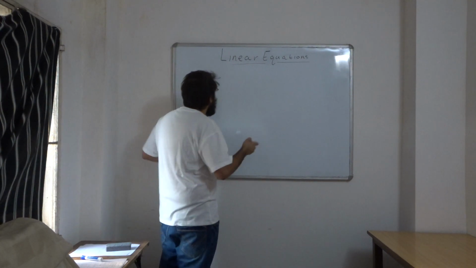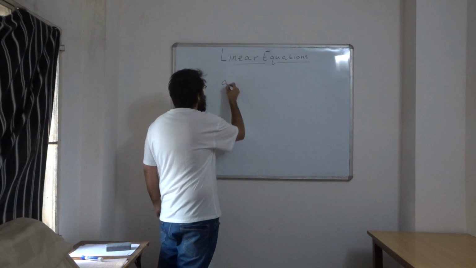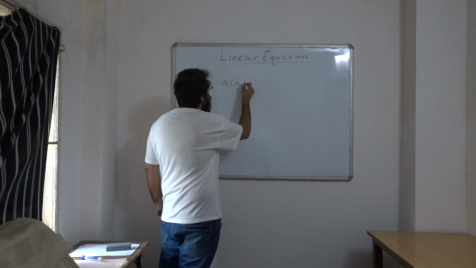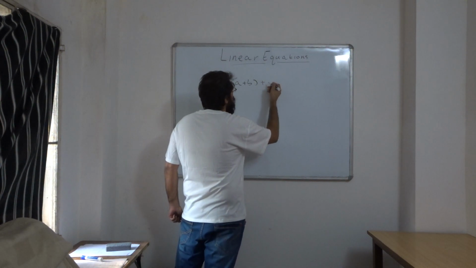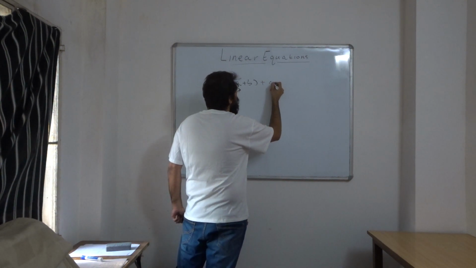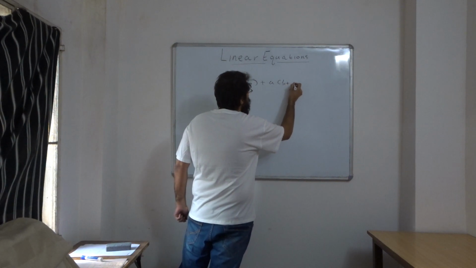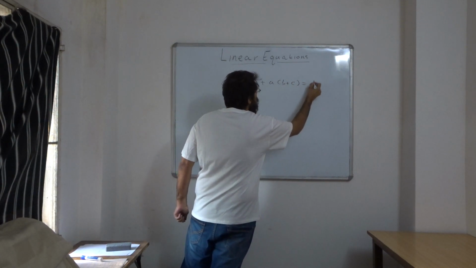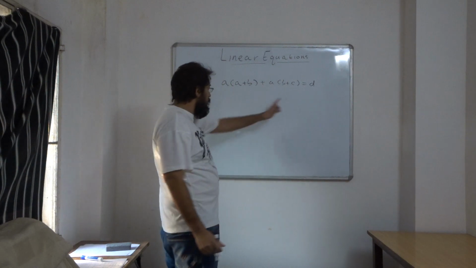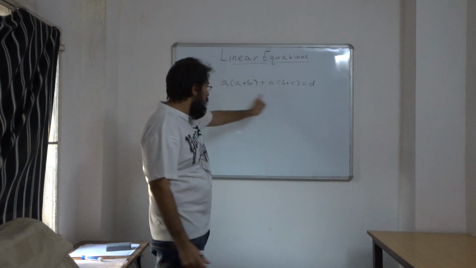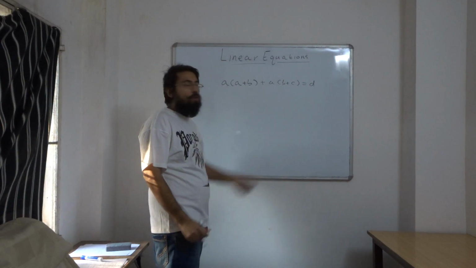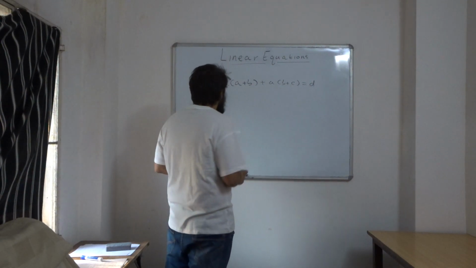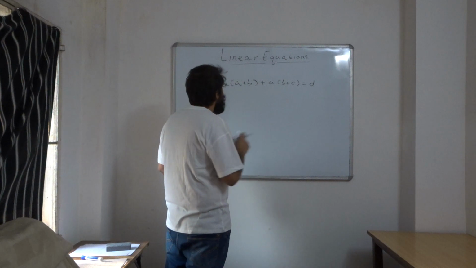Say for example, guys, you have a linear equation, say maybe of the form a plus b plus maybe, I don't know, b plus c equals d, okay? Say you have a linear equation like this. So how would you solve such a linear equation?